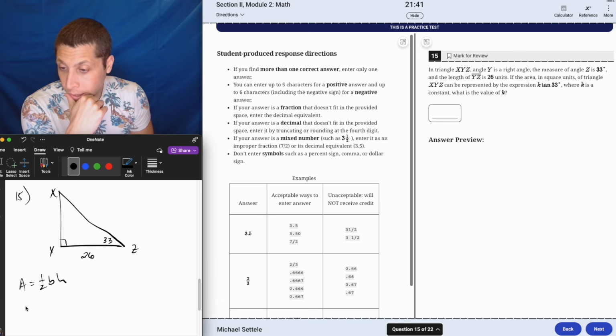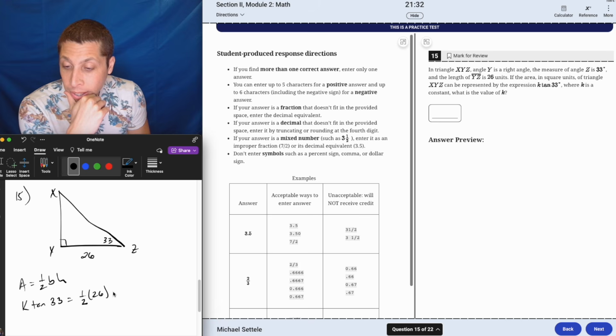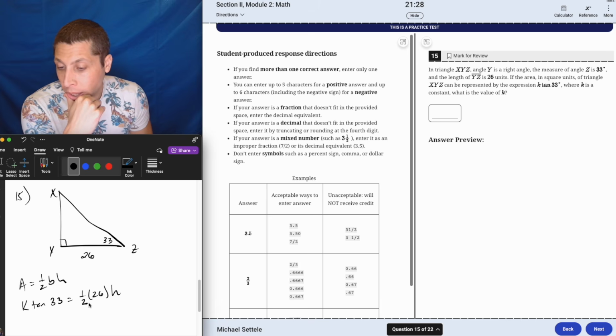So K tan 33 is equal to 1/2. The base is 26. The height is unknown. Right, so let's just compare here. So 1/2 of 26 is 13. So what do we want to know? K is a constant. What is the value of K?